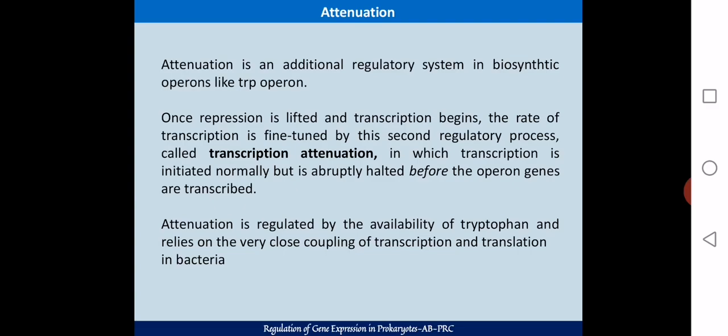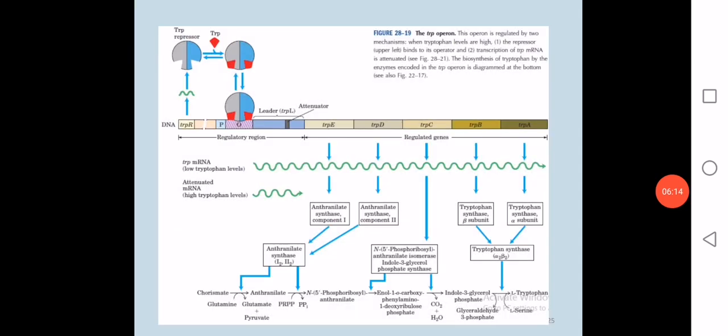Attenuation is regulated by the availability of tryptophan and relies on the close coupling of transcription and translation in bacteria. That is an important point. We have to remember that the bacterial system has a coupled mechanism for transcription and translation. You have to recall the structure in the DNA, the trp L region, which matters in the attenuation system.